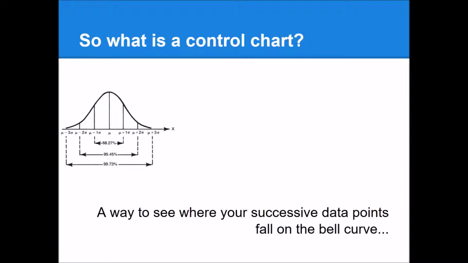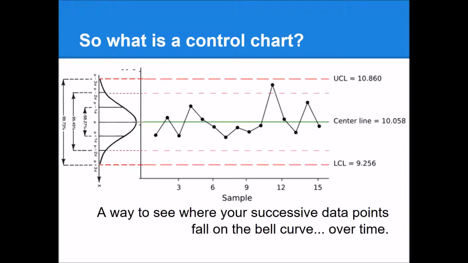So what is a control chart? It is simply a way to see where your successive data points fall on a bell curve over time. The key components of a control chart are the center line, which corresponds to the mean of your data set, and then the upper control limit and the lower control limit, which correspond to 3 standard deviations above and below the mean. If you remember one thing from this lecture, remember this slide, because if you remember this graphic, you'll be able to remember what those lines on a control chart mean, and most of how to interpret it.